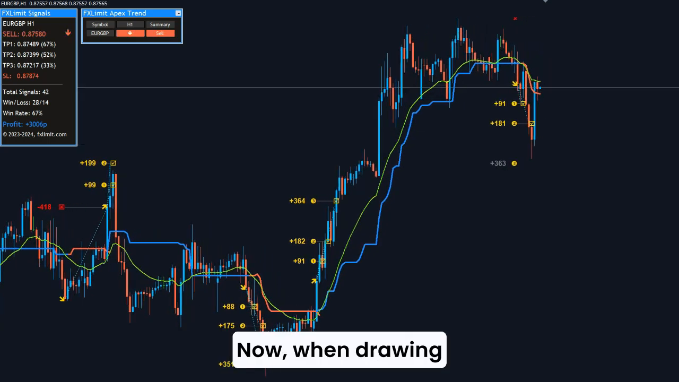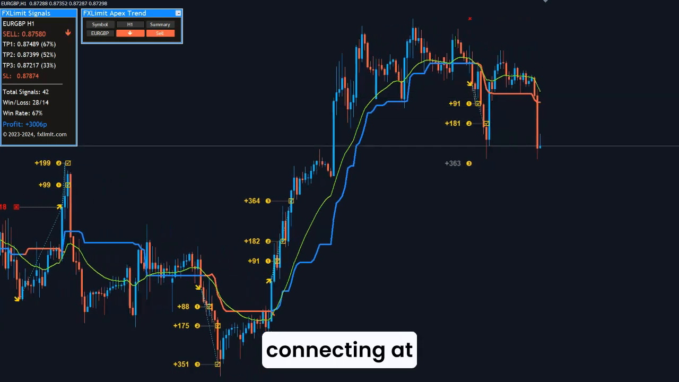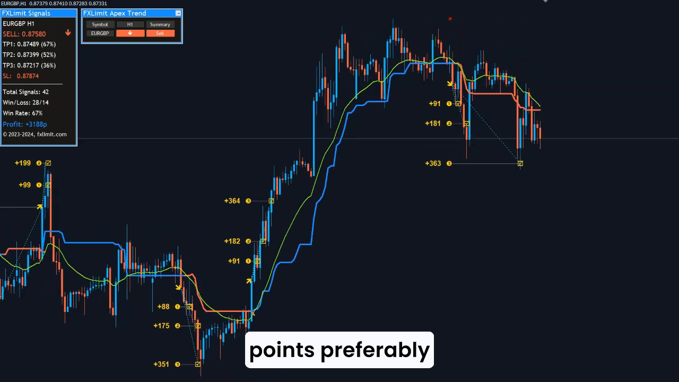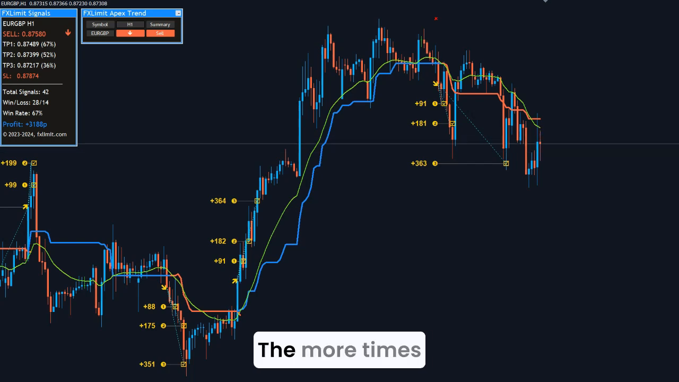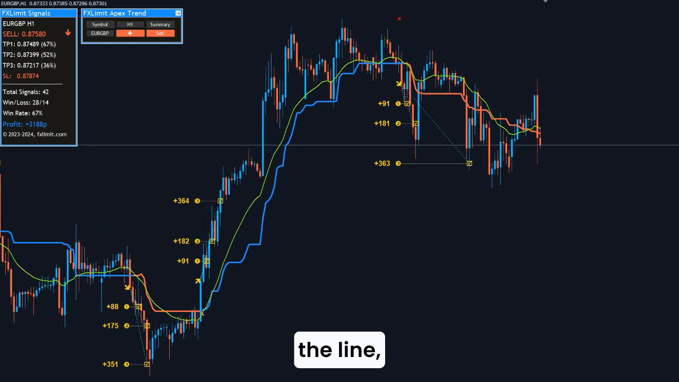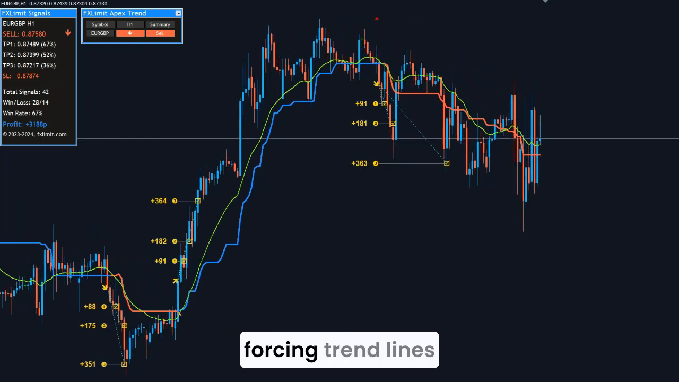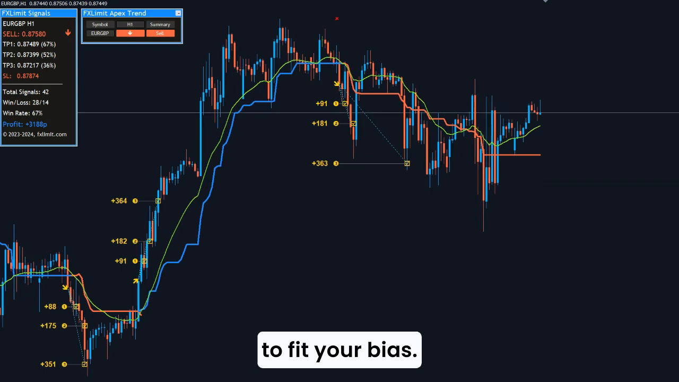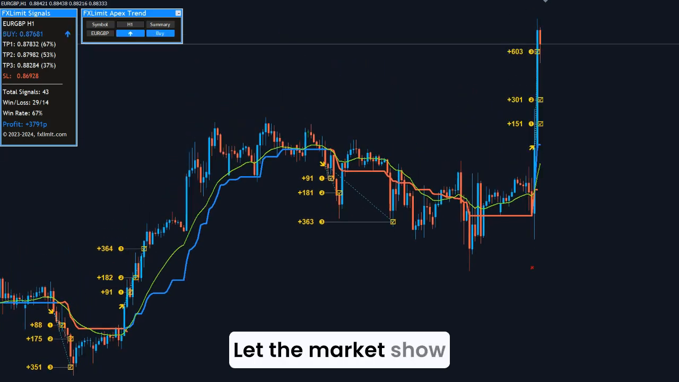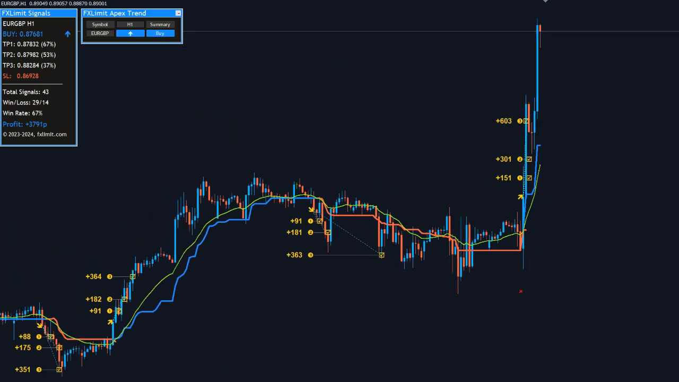Now, when drawing trend lines, make sure you're connecting at least 2 or more points, preferably 3 for confirmation. The more times the price respects the line, the stronger it is. A common mistake is forcing trend lines to fit your bias. Don't do that. Let the market show you the structure.